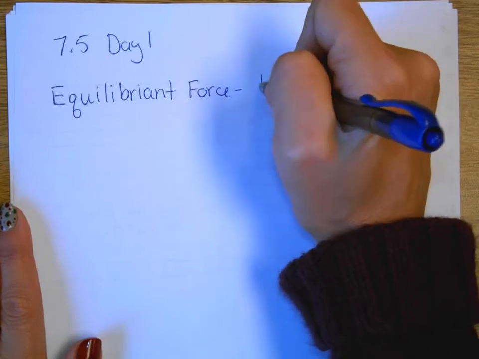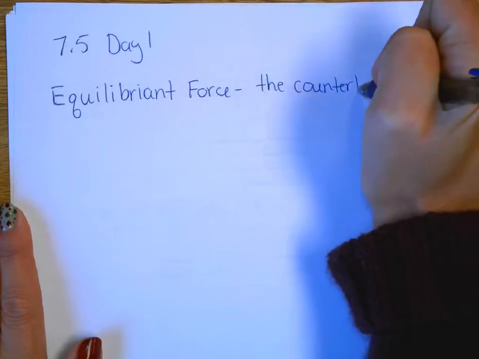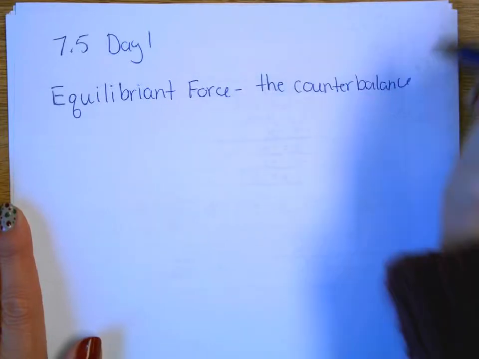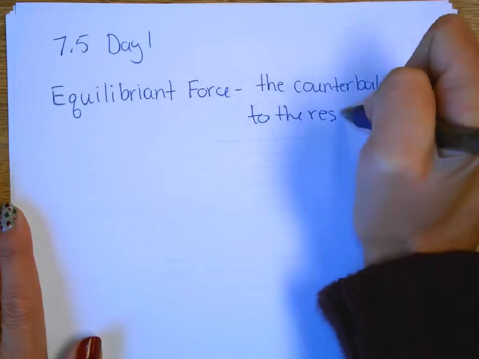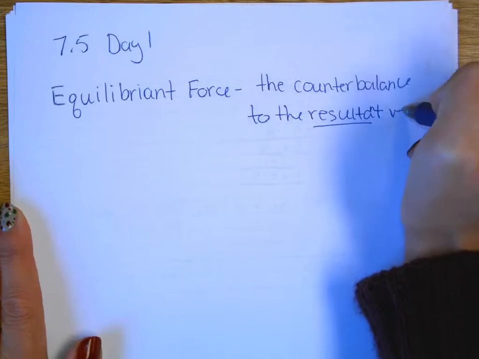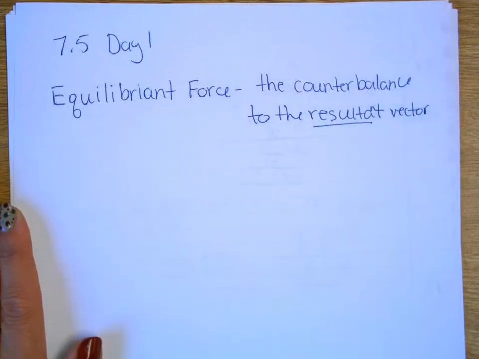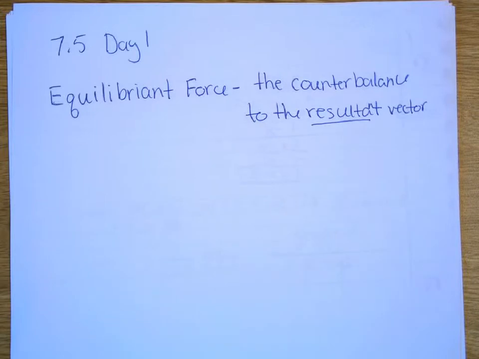Equilibriant force is the counterbalance to the resultant vector. So it is the opposite of the resultant vector. So it has the same magnitude as the resultant, but it's going in the opposite direction. Counterbalance. It's like tug of war. When neither side's moving, you've got opposite vectors there. The equilibriant counterbalances the resultant.